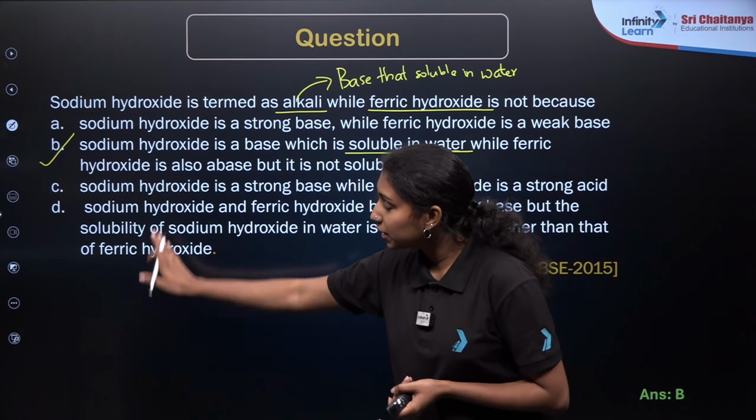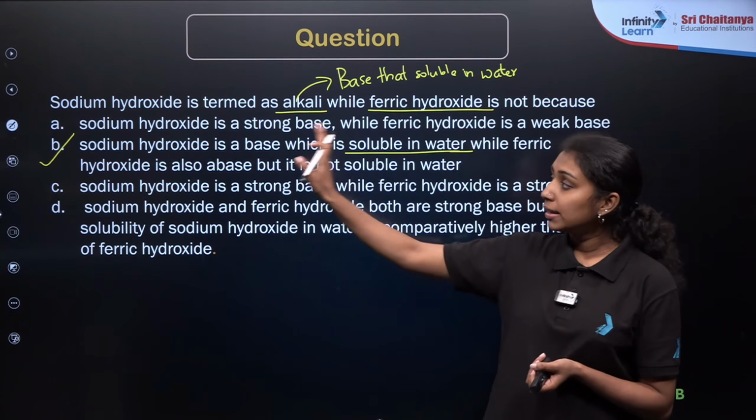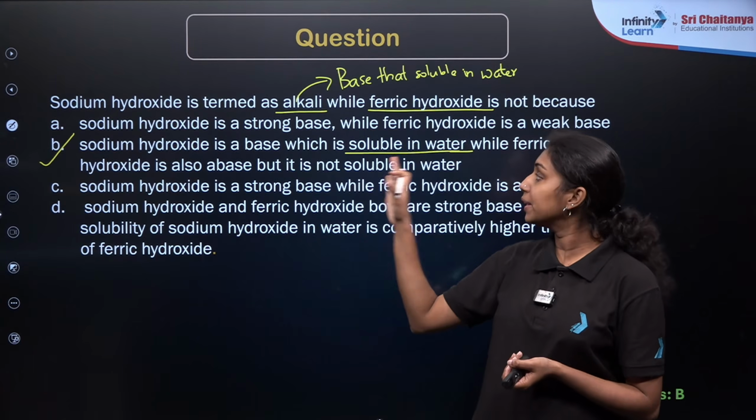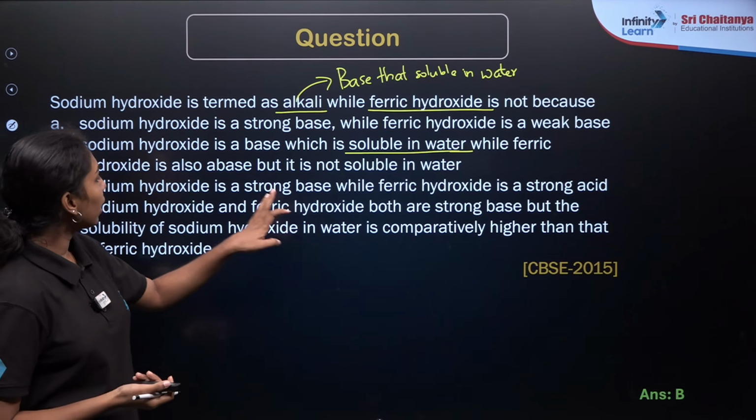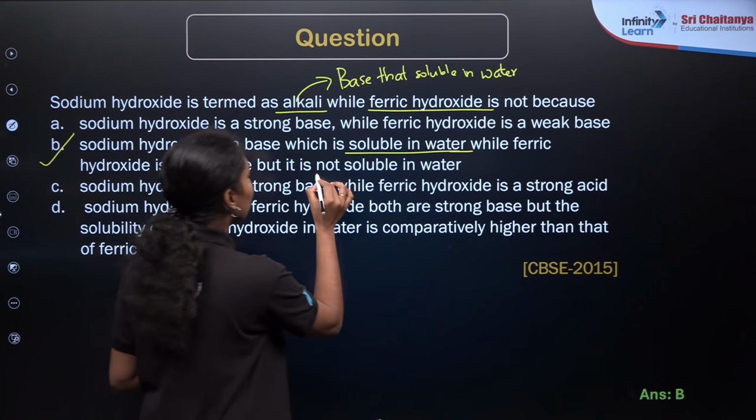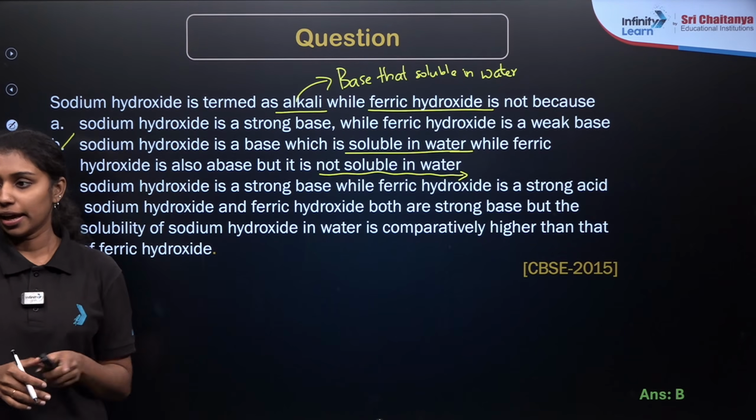It's almost the same, but from our examination point of view, our correct answer is here only, because sodium hydroxide is completely soluble in water since it easily forms OH minus ions. But ferric hydroxide is not soluble in water. Option D is almost similar, but the appropriate answer is option B only. I hope you understand.